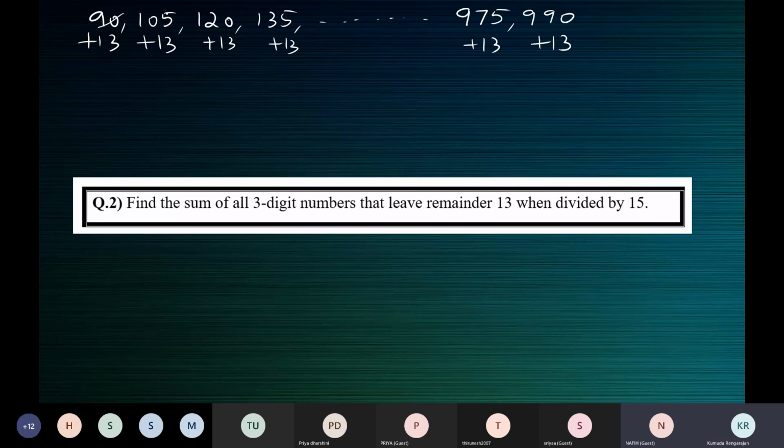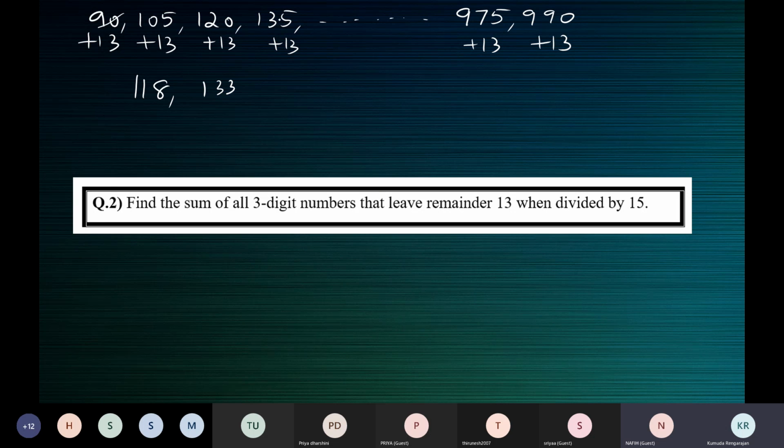So 105 plus 13, what is it? 118. 118 is a 3-digit number that leaves remainder 13 when divided by 15, because 105 is exactly divisible. If you add 13 to that, 118, when you divide this by 15, it will leave remainder 13. Similarly, 120 is exactly divisible by 15. When you add 13, we get 133. So 133 is not divisible by 15. It will leave remainder 13 when divided by 15.